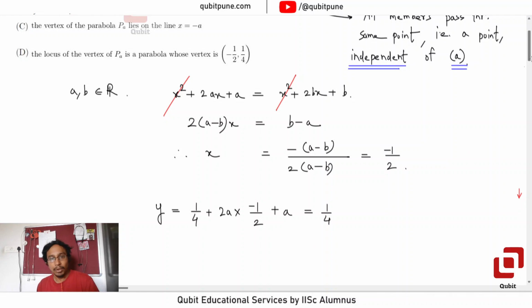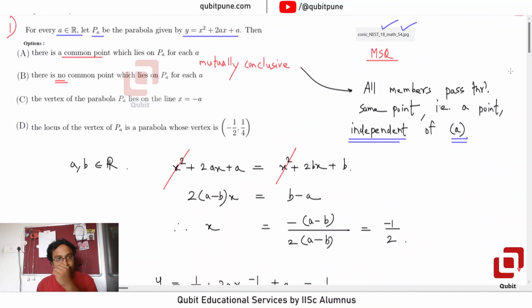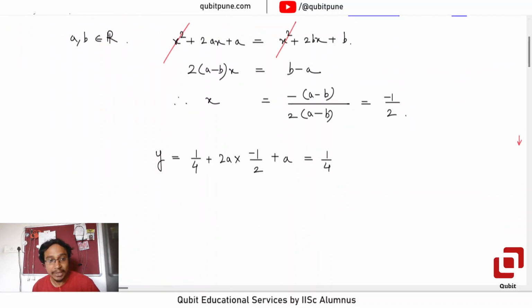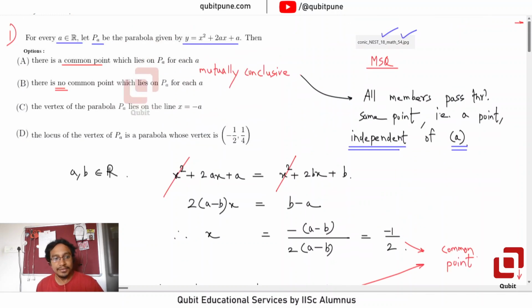So what can we say about option A? Is option A correct? There is a common point which lies on PA for each a. The answer is yes, it's true. And what is the common point? The common point has x coordinate negative 1 upon 2 and y coordinate 1 upon 4. Raise your hands if you have understood this. Great. So automatically B is ruled out.